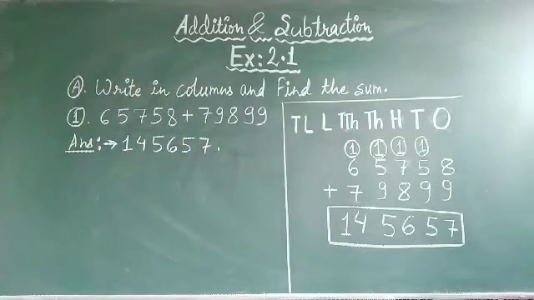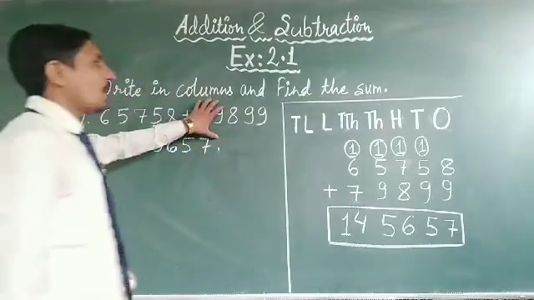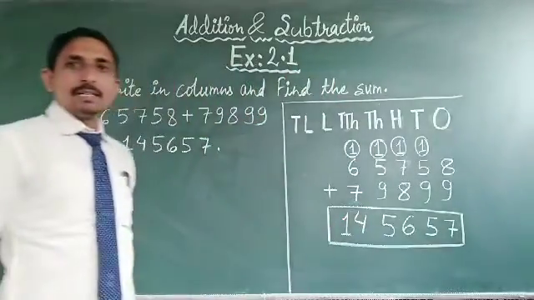So in this way, first of all we have to write the numbers in columns and then we have to find their sum.